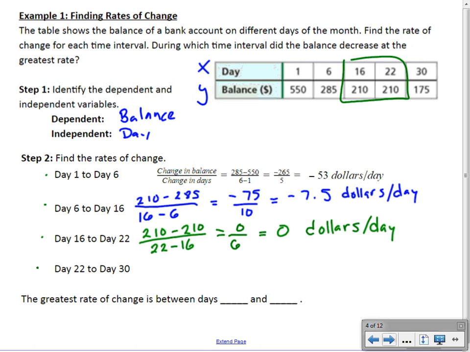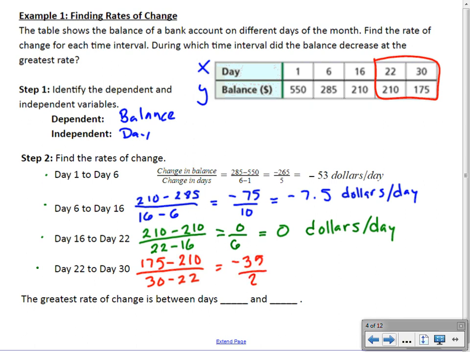Okay, lastly, we're going to do day 22 to day 30. So again, difference in the y values, 175 minus 210, divided by the difference in the days, 30 minus 22. Okay, and when we simplify, we get negative 35 over 8, which we'll have to do a little bit of rounding here. Let's go ahead and make it negative 4.38, so $4.38. And that's how much we're spending per day between day 22 and 30.